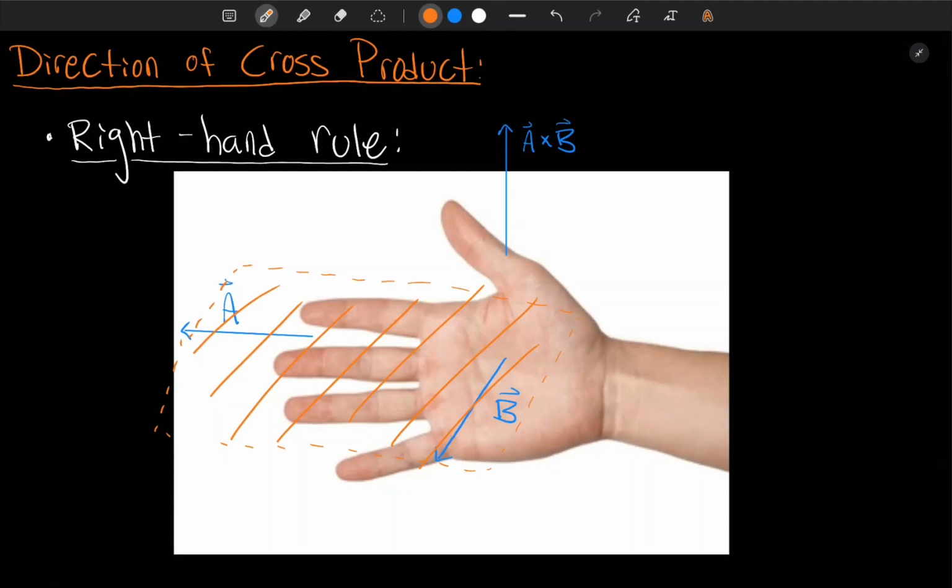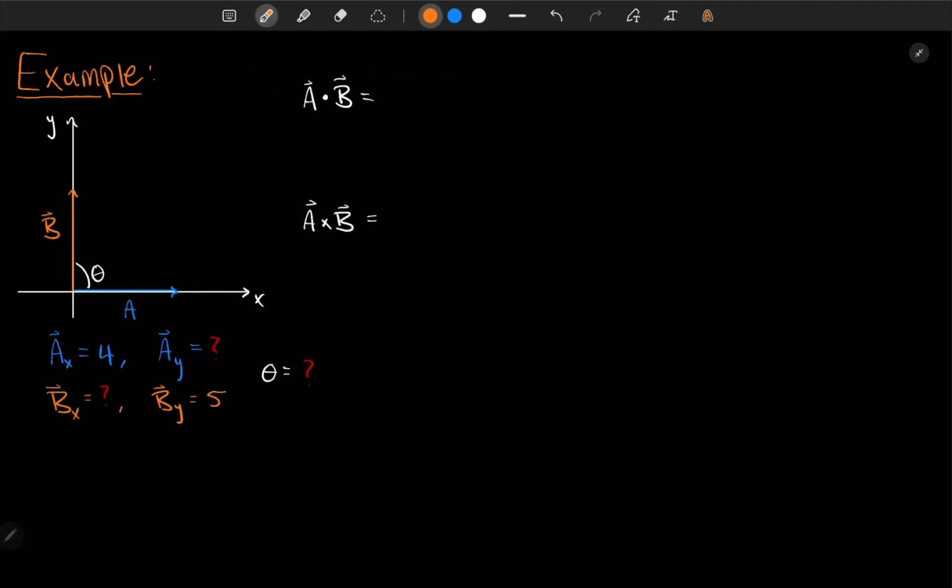Finally, let's look at an example of computing both the dot product and the cross product. As an example, let two vectors live in the xy plane as seen here. So we have A along the x-axis and B along the y-axis. And we have an angle theta separating them. You're given that AX is 4, so the x component of A is 4. And BY is equal to 5, so the y component of B is 5. Firstly, let's find AY, BX, and theta.